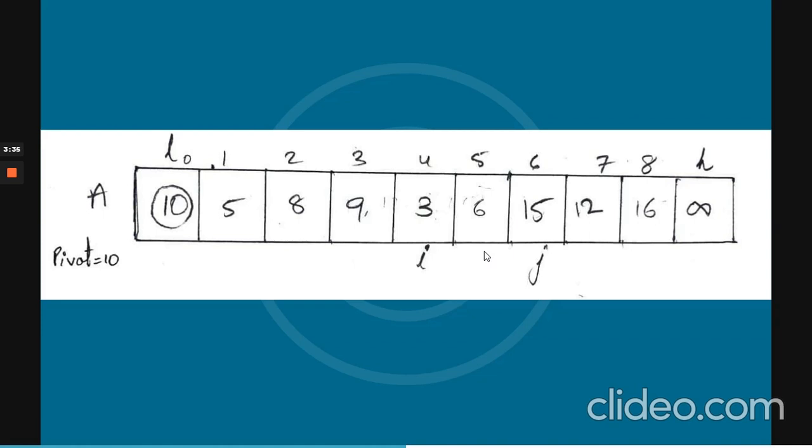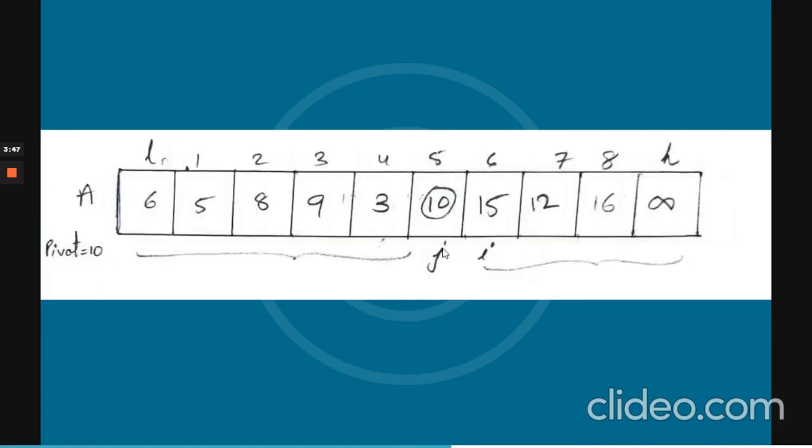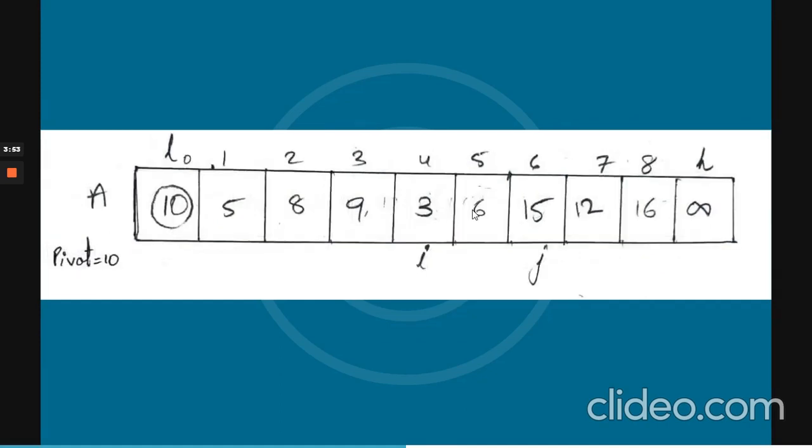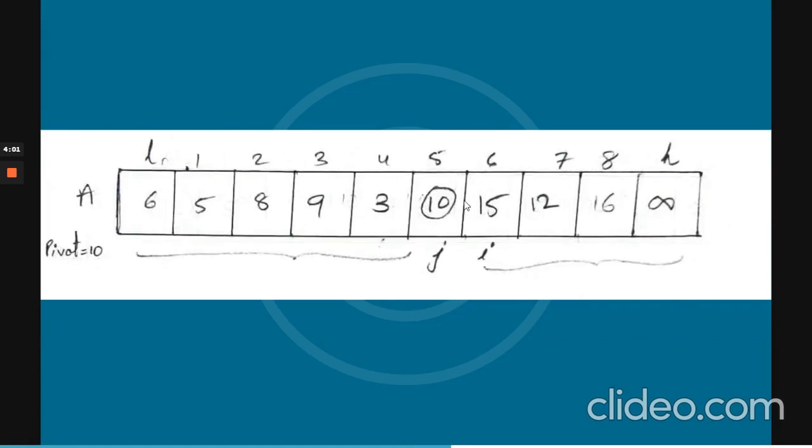At last, I is surpassing J. If I is surpassing J, then the algorithm will stop. As you can see, I has surpassed J, so the algorithm is stopped, and we have swapped the values here. We have swapped 6 and 10. When I surpasses J, you need to swap the pivot value with the J value. So we have swapped 6 and 10 here.